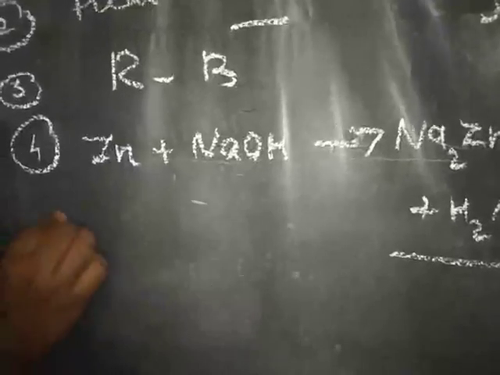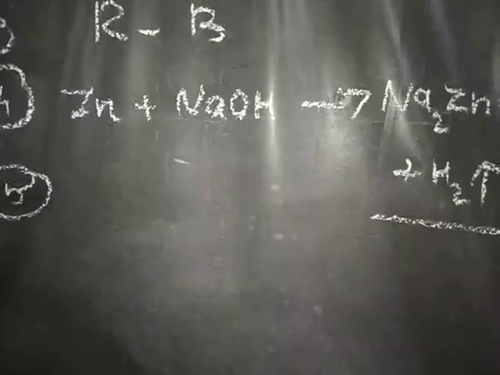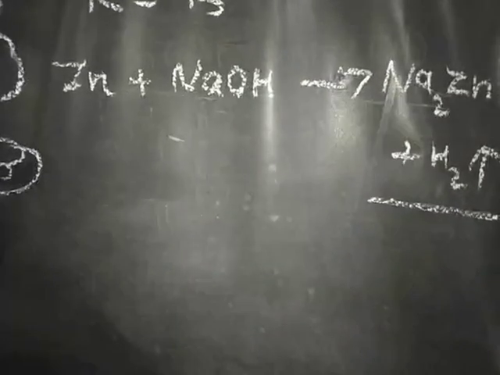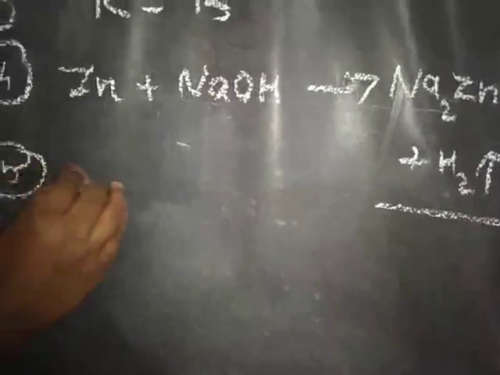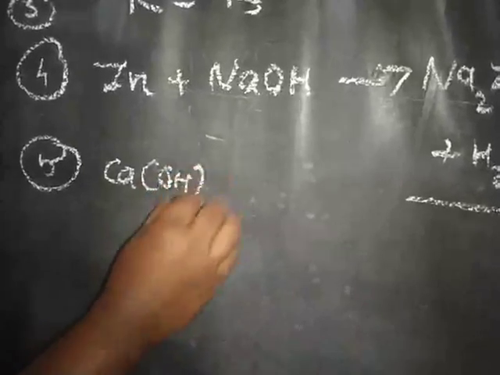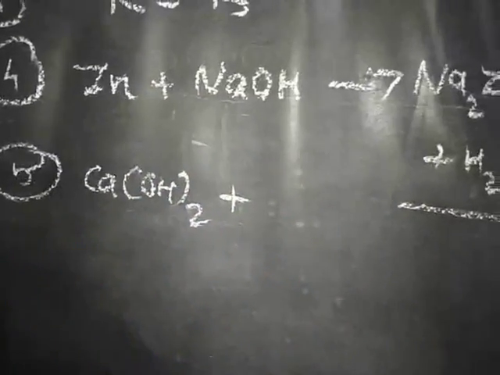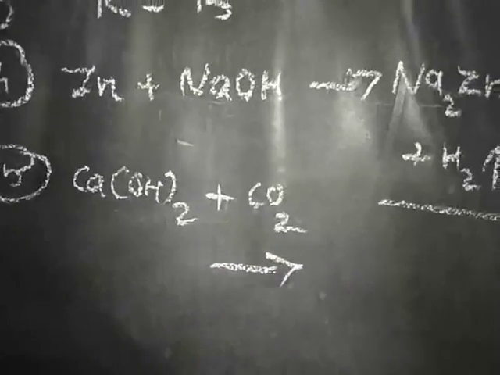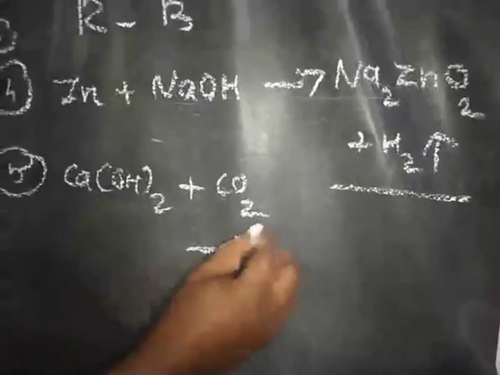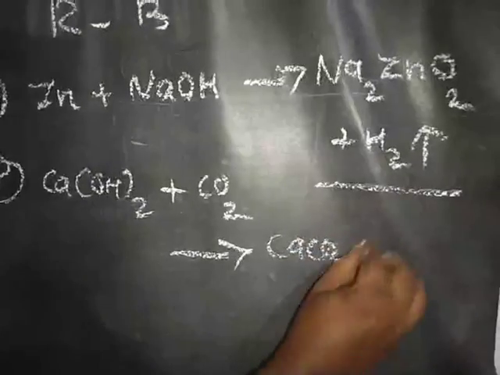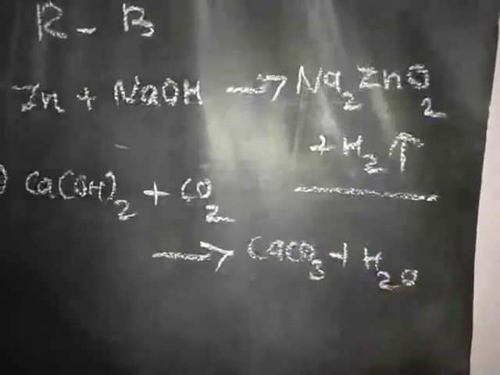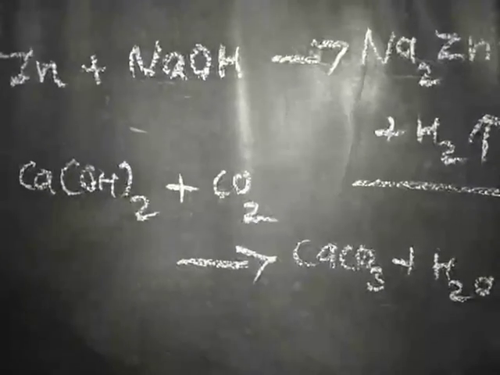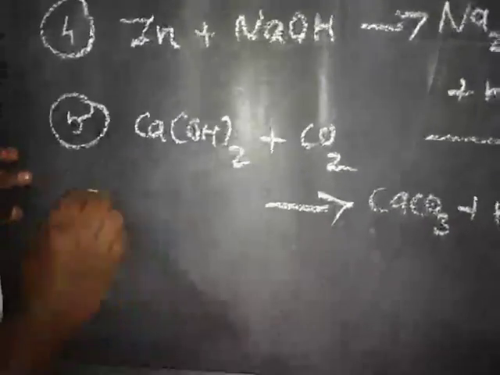Fifth point: bases react with non-metallic oxides to produce salt and water. For example, calcium hydroxide reacts with carbon dioxide to give calcium carbonate and water. Next, bases react with acids to form salt and water. That is called a neutralization reaction.